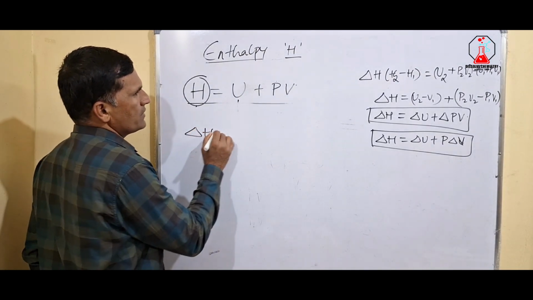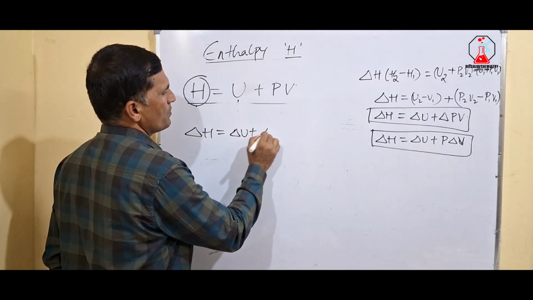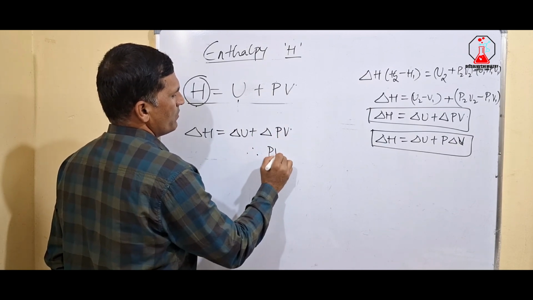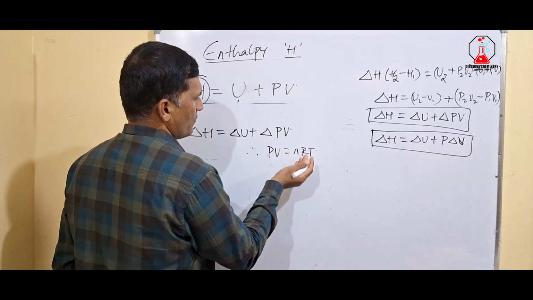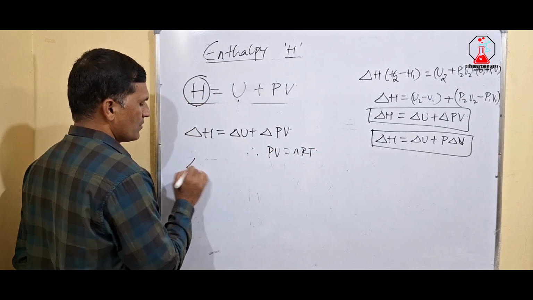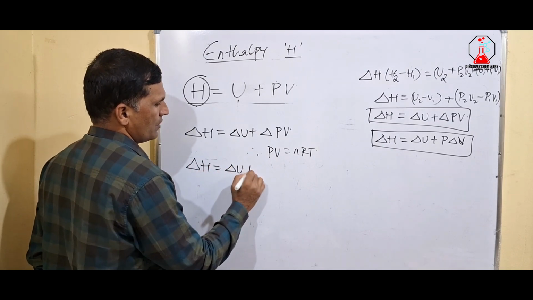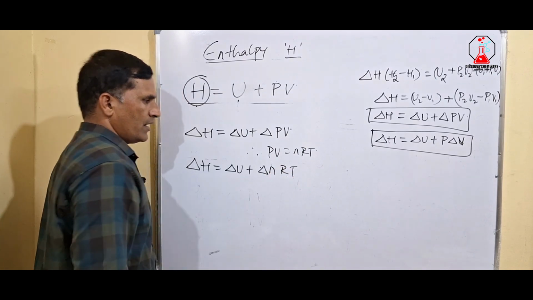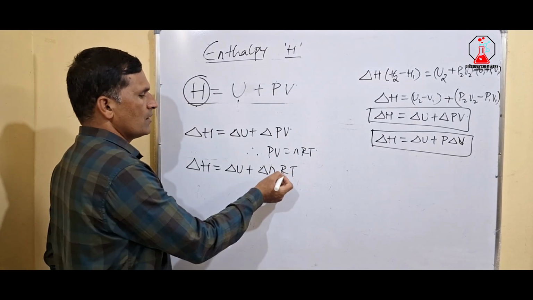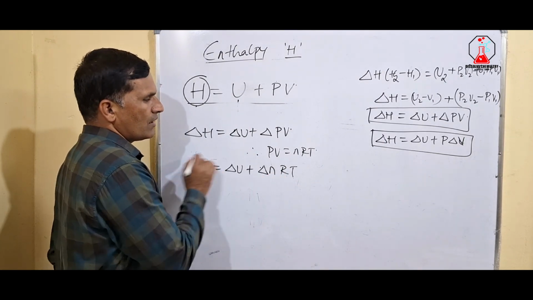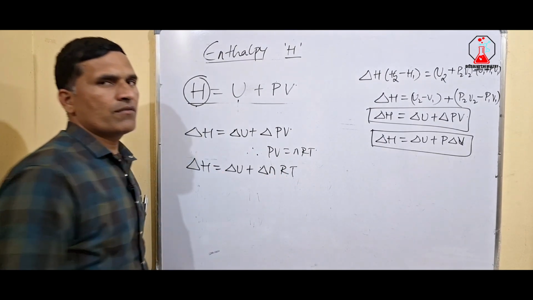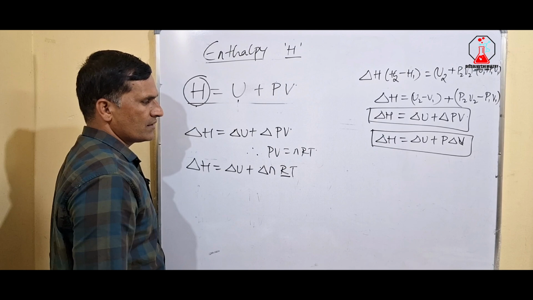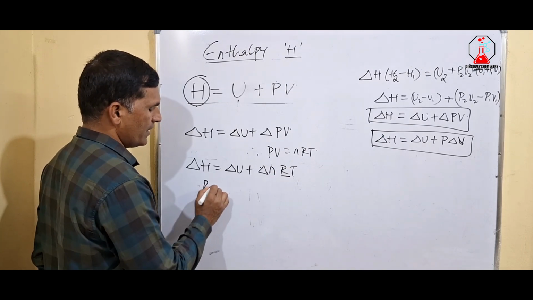So therefore delta H is equal to delta U plus delta PV. From the ideal gas equation, PV is equal to nRT. So let us substitute nRT in place of PV. Therefore delta H is equal to delta U plus delta nRT. At a given temperature, the change in enthalpy depends upon what? Change in number of moles of gaseous reactants and products. And R represents the gas constant.